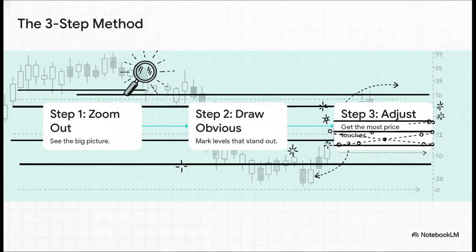Okay, here's the whole process in one shot. It's super straightforward. First, you're going to zoom way out to see the big picture. Second, you only draw the levels that are screamingly obvious. And third, you just adjust those lines a tiny bit to get the most price interaction. Let's break down each one.